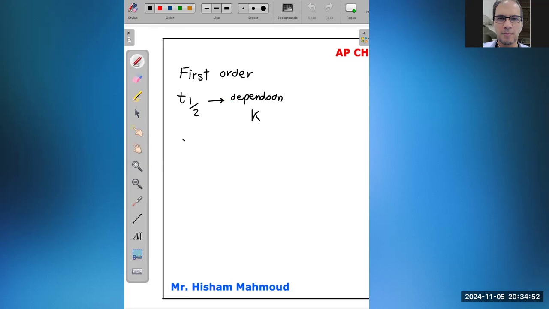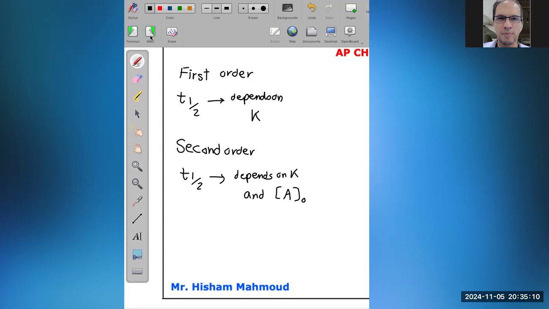Depends on K. But in the second order, T half depends on your constant and the initial concentration, whatever you started with. Okay, let's see the zero order reactions.